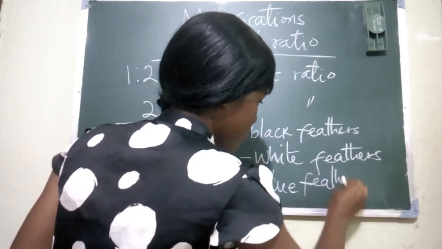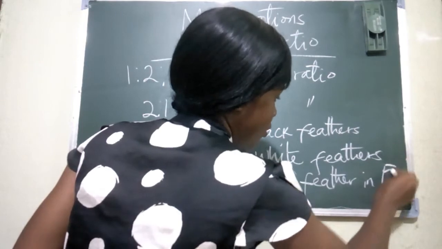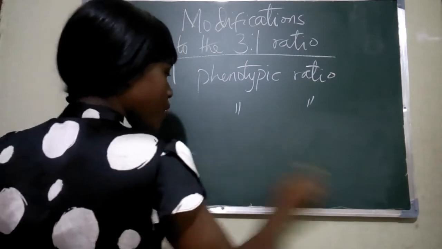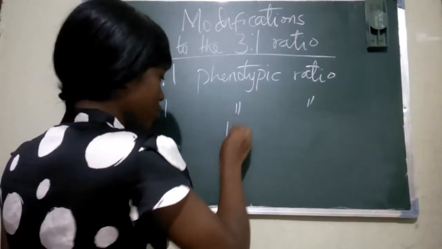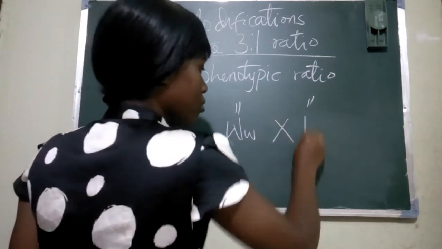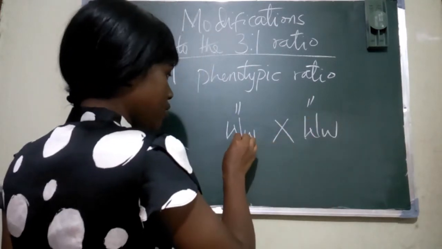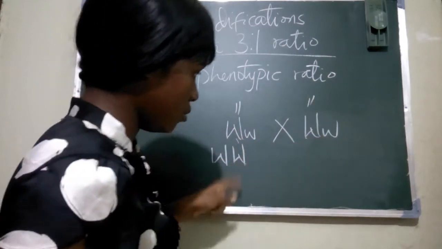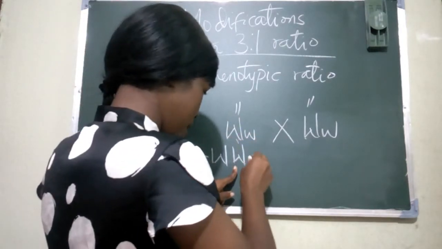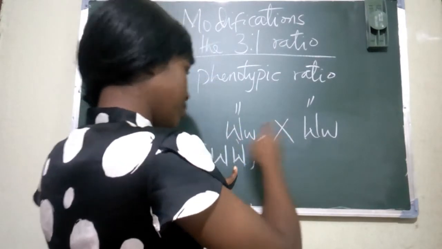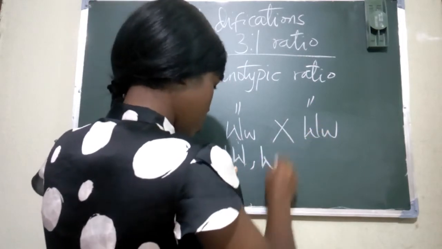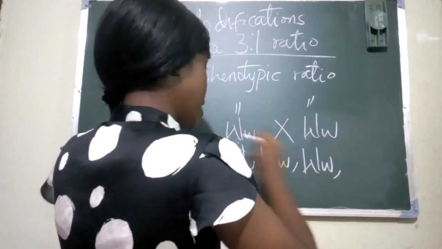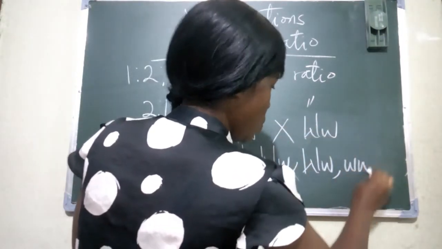Blue feathers in the F1 individuals. So if you were to mate two F1 individuals, this with this would give us the black feathers. This with this will give us this. This in combination with this will give us this, and this in combination with this will give us this.